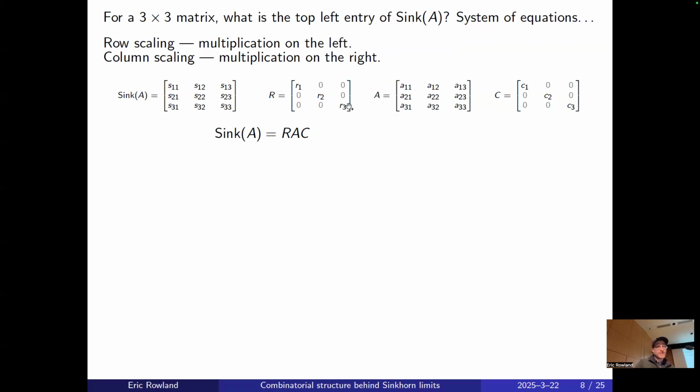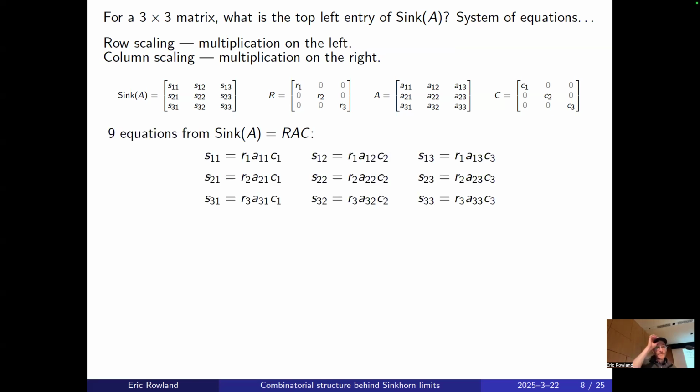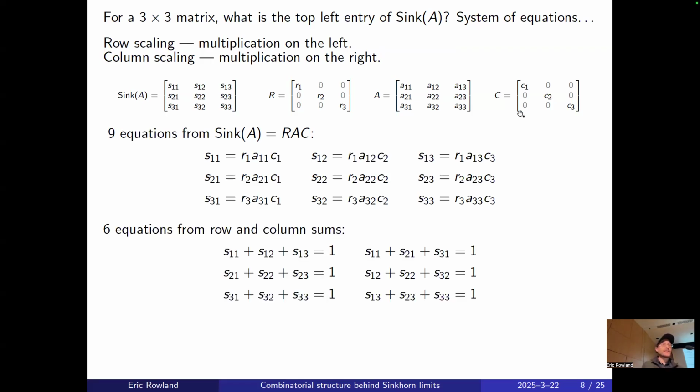So we don't know what these are, but we can set them up as variables and see if we can solve for them. So this is a matrix equation relating A to its Sinkhorn limit. If you unpack this and see what it says about each of the 9 entries, you get 9 equations. So for example, the top left entry is just R1 times the top left entry of the matrix A times C1. And then we also have constraints that our matrix is doubly stochastic, right? So we have 3 equations for the row sums and 3 equations for the column sums.